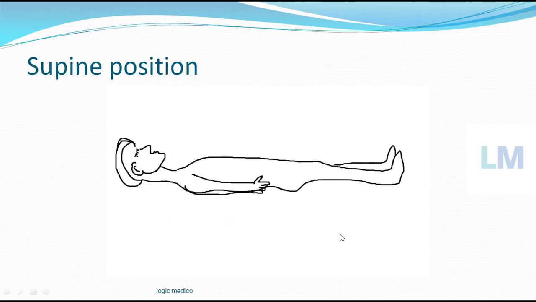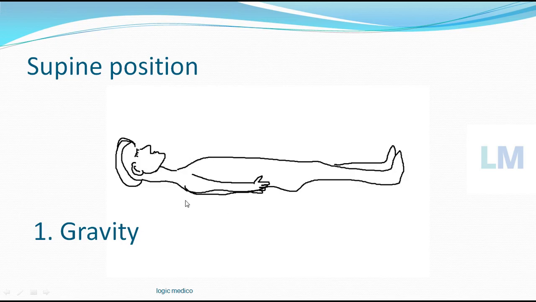So the supine position is a position in which the person rests on his back, facing upwards or skywards. In this position, the following factors interfere with gaseous exchange. Number one, gravity. This gravity drags the lung downwards.